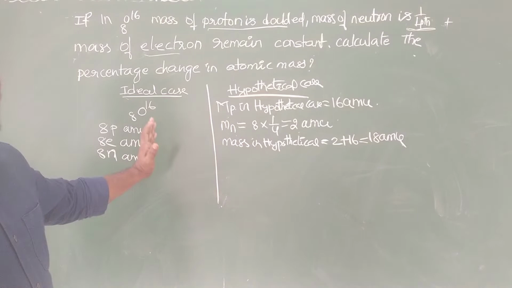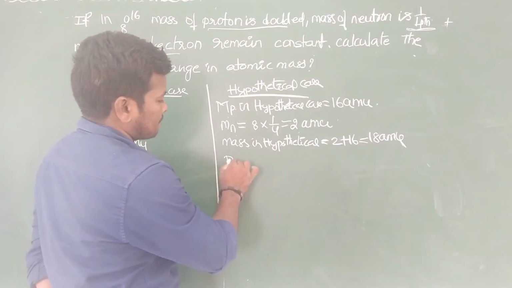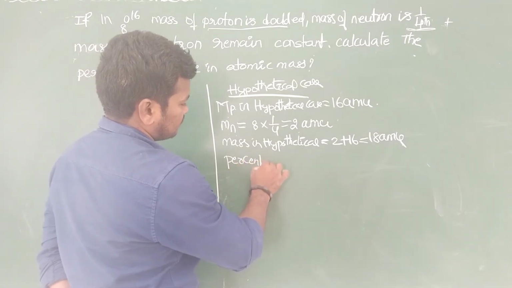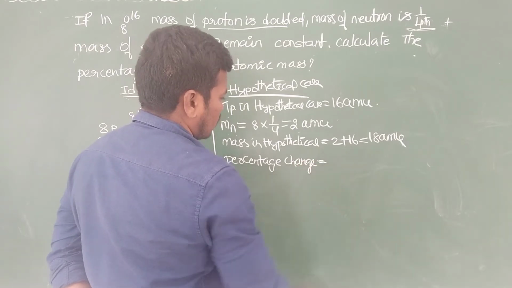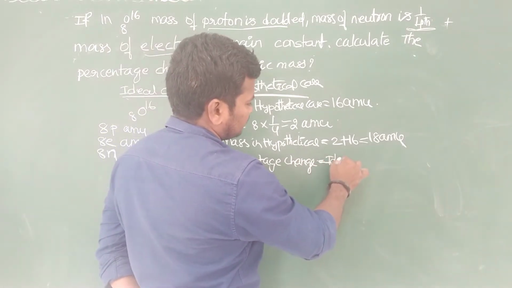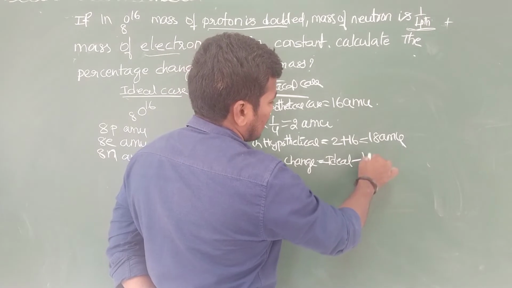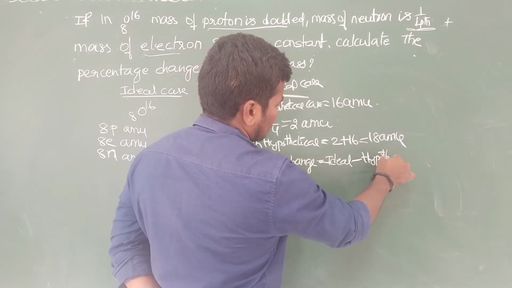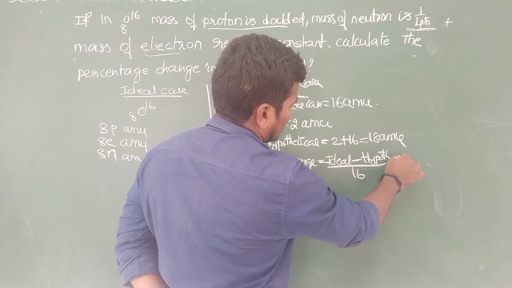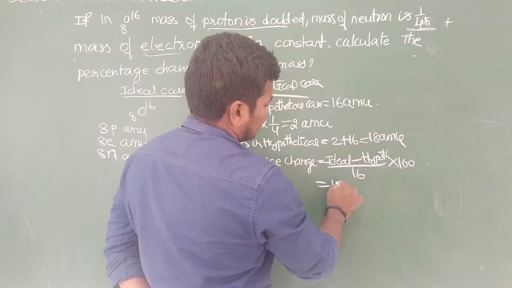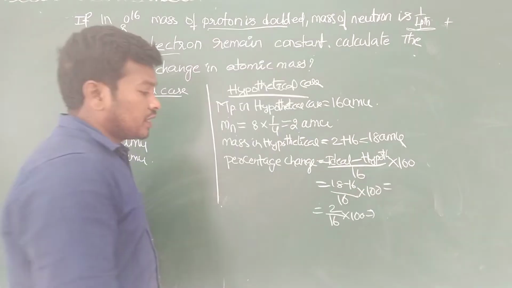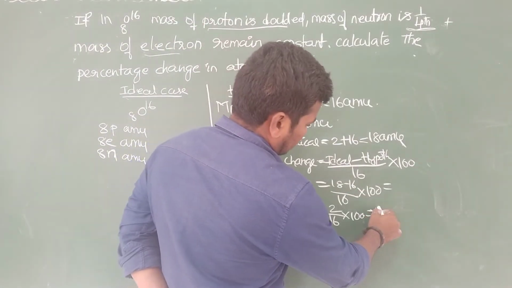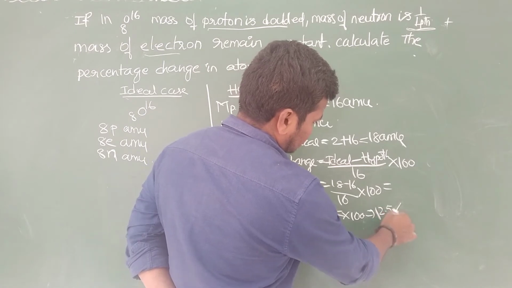Now we have to calculate the percentage change. Percentage change is equal to ideal case minus hypothetical case upon the ideal case, into 100. So 18 minus 16 by 16 into 100. The approximate value is 12.5%. So the change is 12.5%.